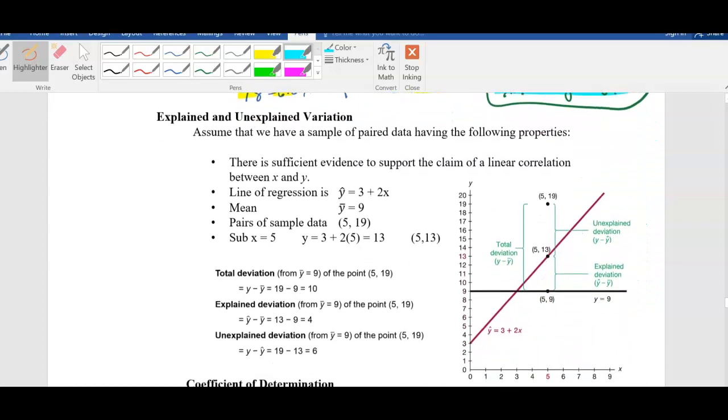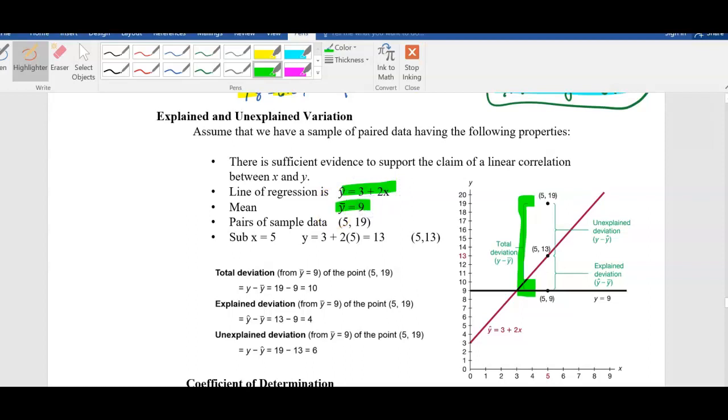Explained and unexplained variation. Now this is when you're actually looking at your graph. My total variation goes from here to here. So this is the variation. Oh, I should explain where and why it came from. Okay, there's sufficient evidence to support linear correlation. Okay, this is my line. All right, the mean of all of my data values is 9 for the Y.